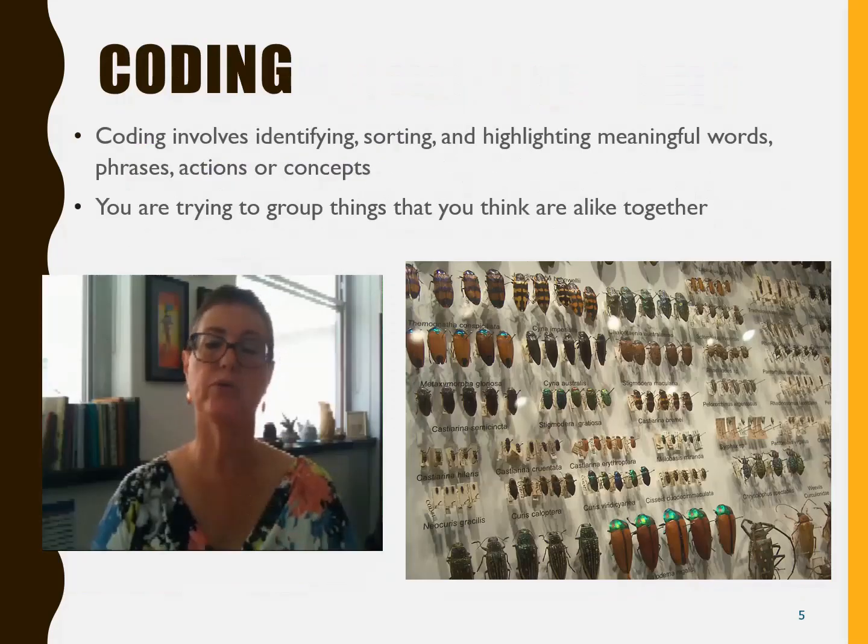The idea of coding is all about identifying, sorting, highlighting, and you might be down to the level of words, or maybe down to the level of phrases, or maybe down to the level of concepts. So what you're trying to do is group things that you think are alike together, and I stress again, it's your grouping of it. The picture I've got here of all these little bugs is somebody's sorting of this particular phenomenon in the natural world.